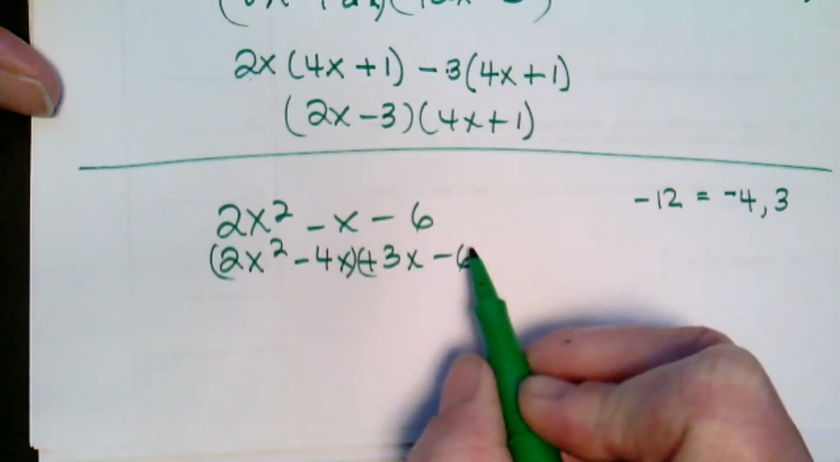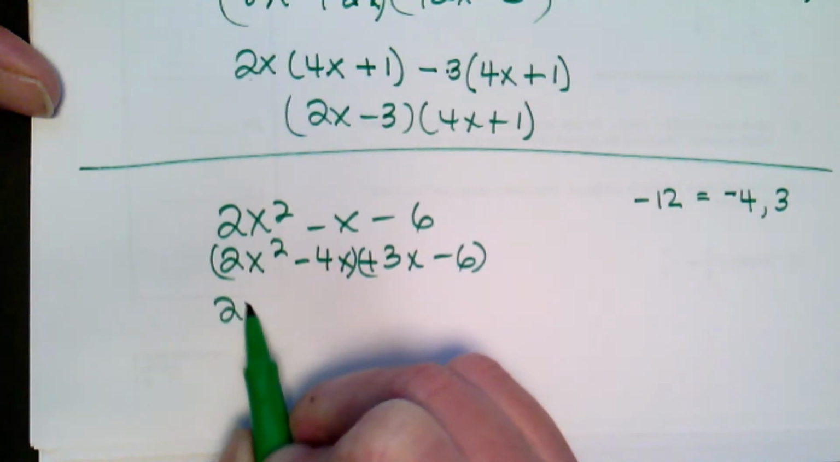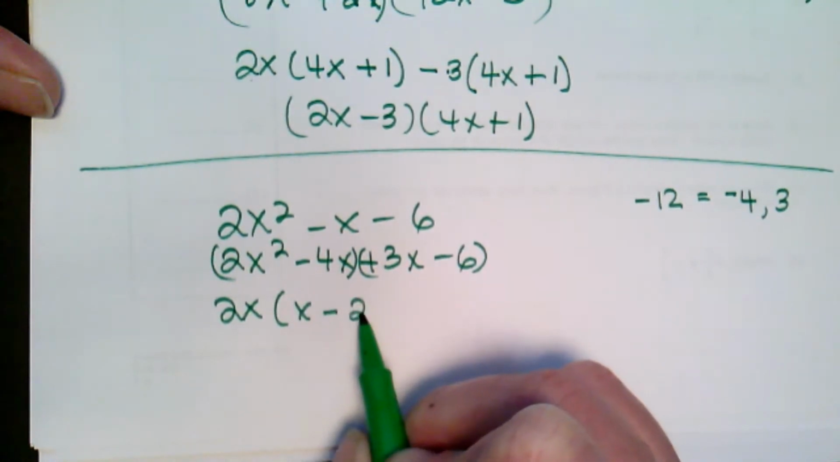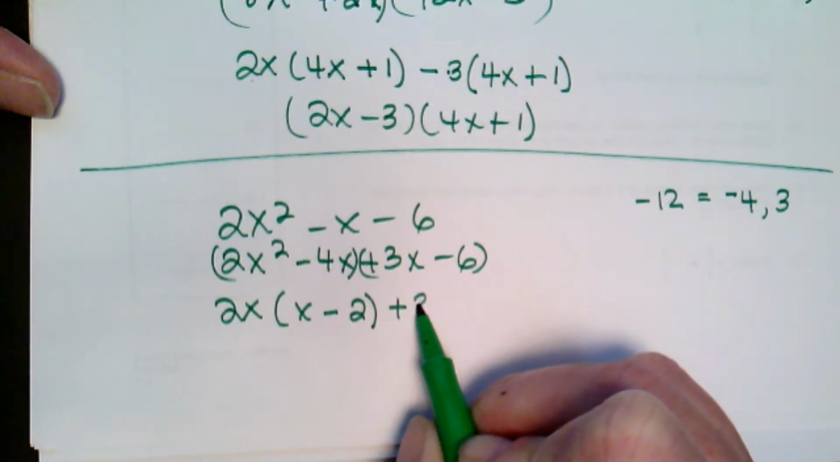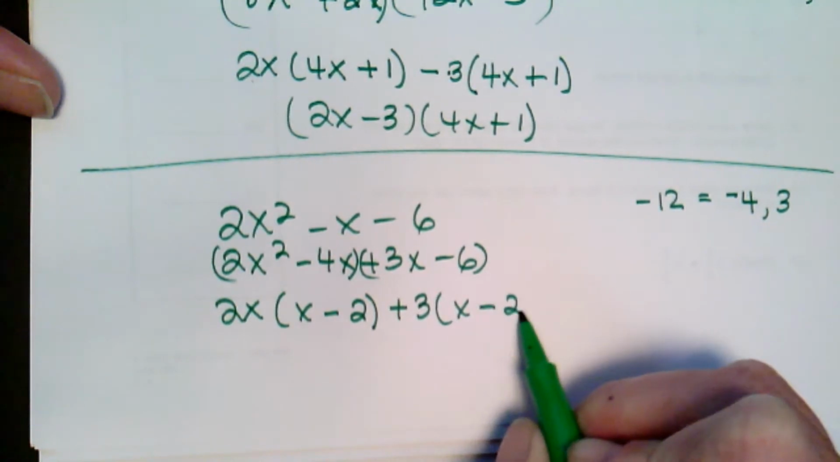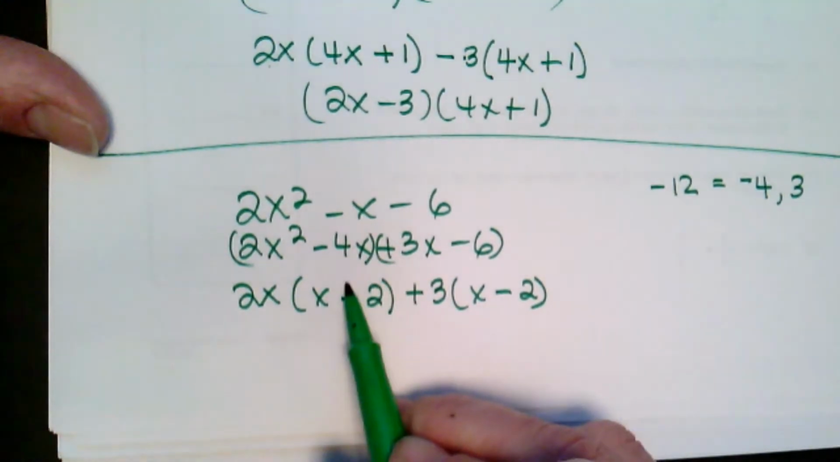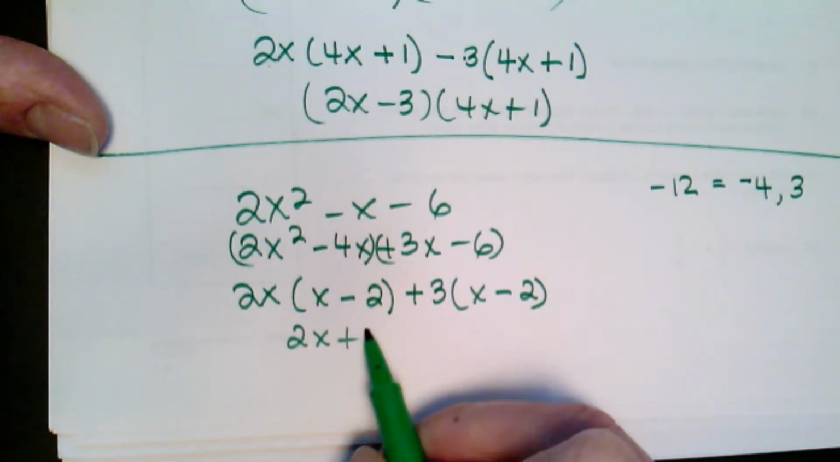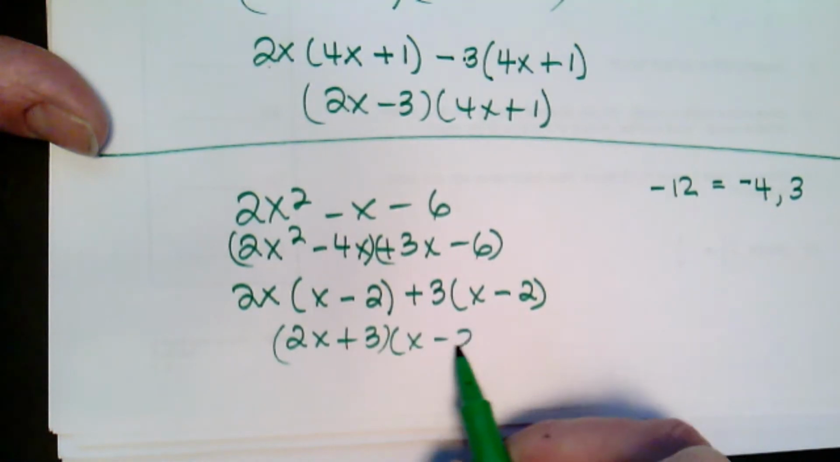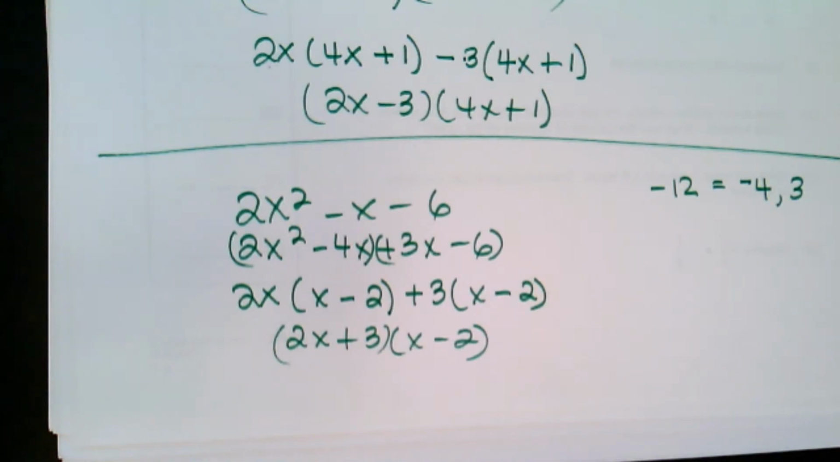Group it. This one I could take out 2x. This one I can take out a positive 3. My parentheses are the same, so we grouped it correctly. And there's my final answer.